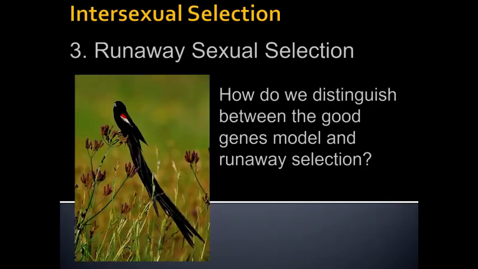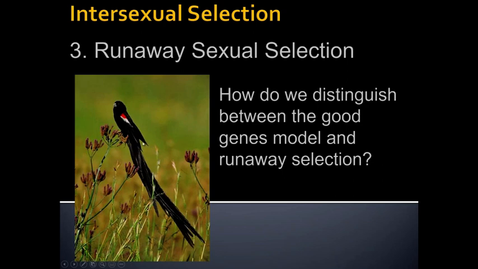A third concept that sometimes goes with intersexual selection is what we call runaway sexual selection. The widow bird is an example of that, the peacock with his tail. And this is when female choice is so strong and they're so picky that they push the males to an extreme, so much so that they may suffer some fitness disadvantages in other areas. Like this bird may have trouble flying or avoiding predators because of his incredibly long tail. And the only reason he has it is because females prefer it.